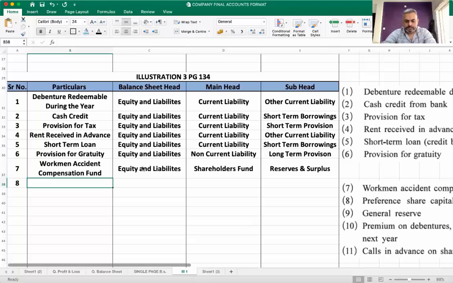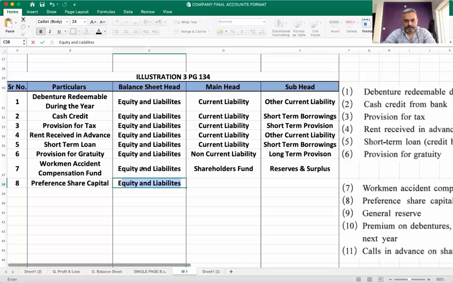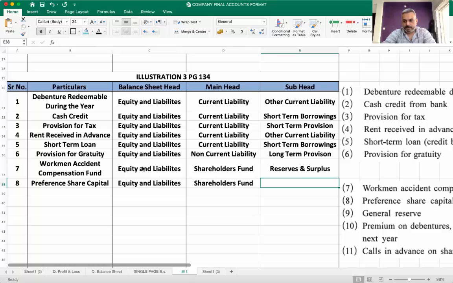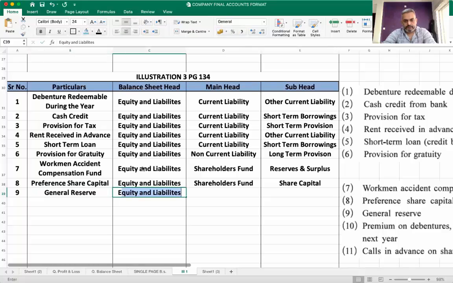Eighth, preference share capital. Now preference capital: equity and liability, shareholders fund, share capital. General reserve, we have already done this in the previous sum. Equity and liability, shareholders fund, reserves and surplus.